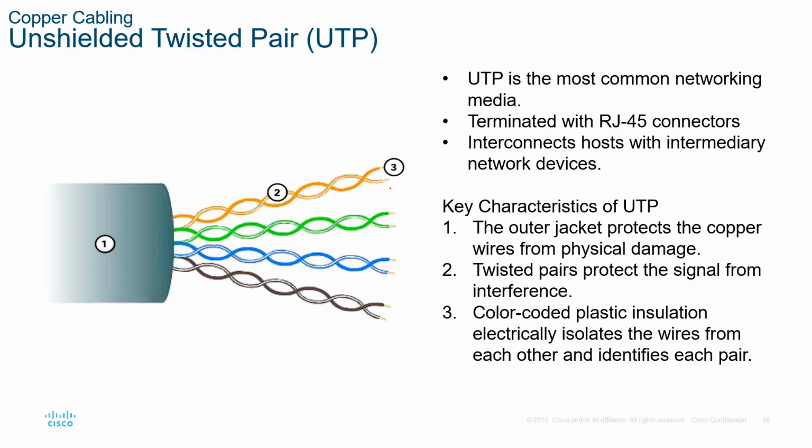Each pair will have a solid and a striped. So solid being all orange, striped being orange and orange-white. And that makes up those pairs. We actually have to make a cable according to color patterns, and those color patterns are based off of these pairs.